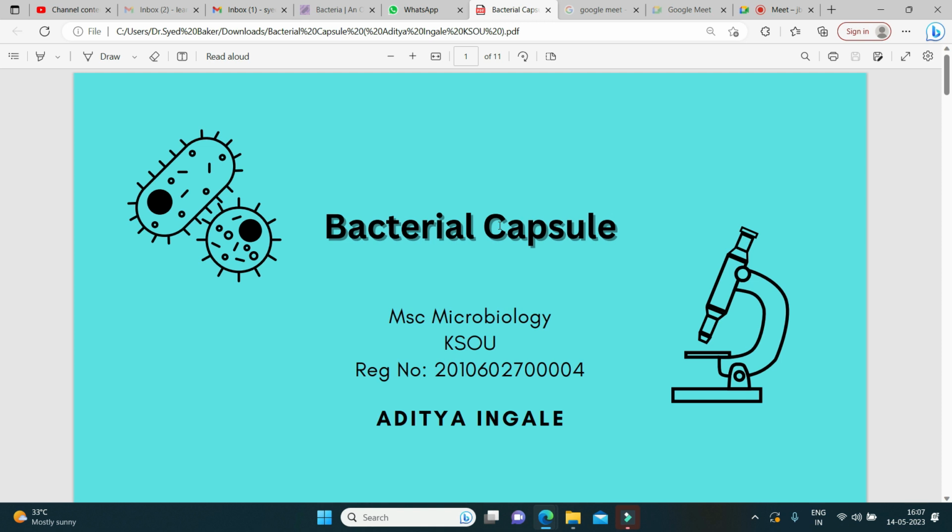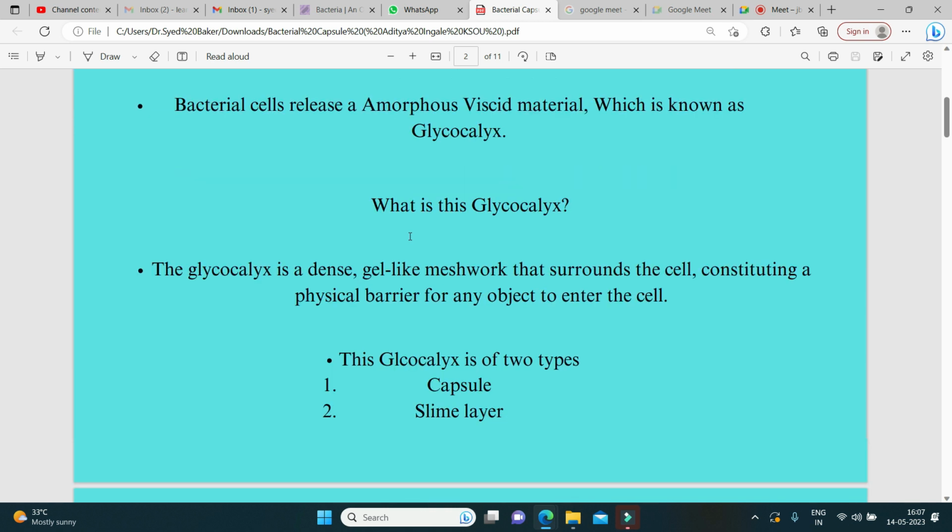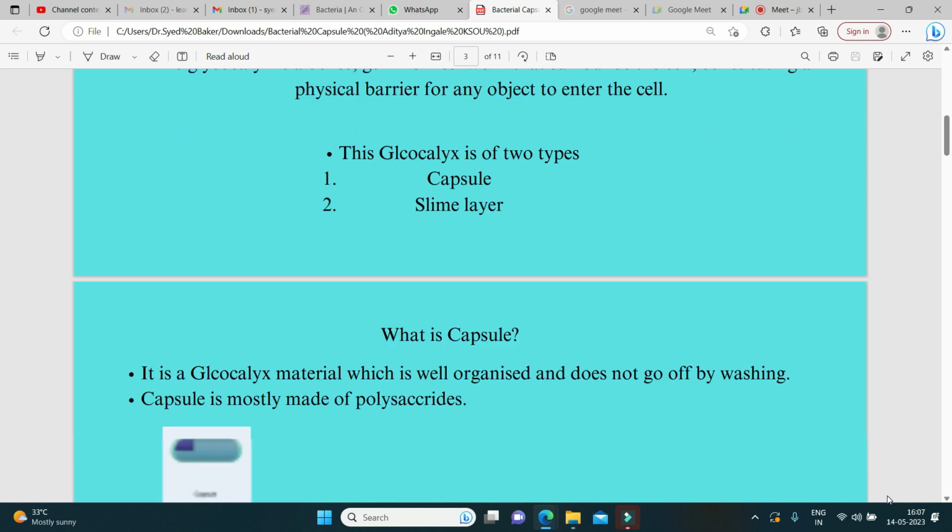So, let's start. The topic for my presentation that I have been allotted is bacterial cell capsules. According to this topic, we will see bacterial cells release a kind of material. This material is known as glycocalyx material, and it is amorphous and viscid in nature. Further, this glycocalyx material is divided into two main types, one of which is a capsule and the other is a slimy layer. Today we'll be mostly studying the bacterial capsule.